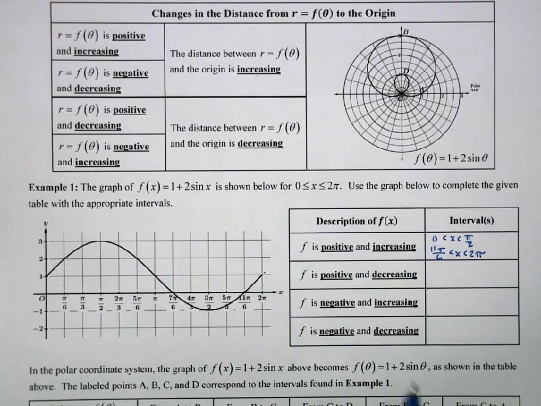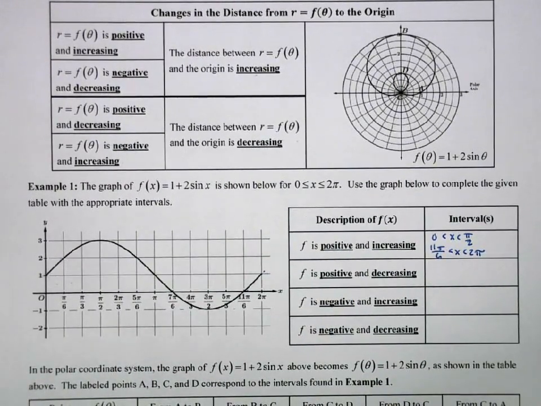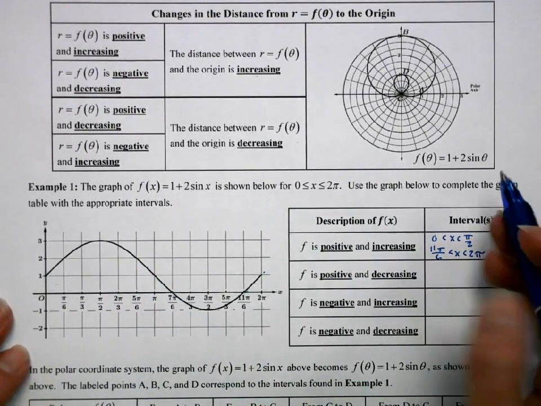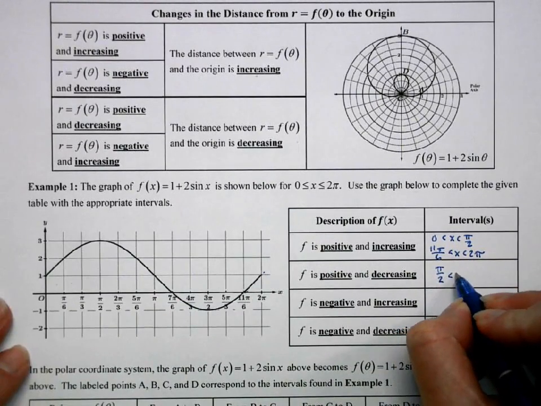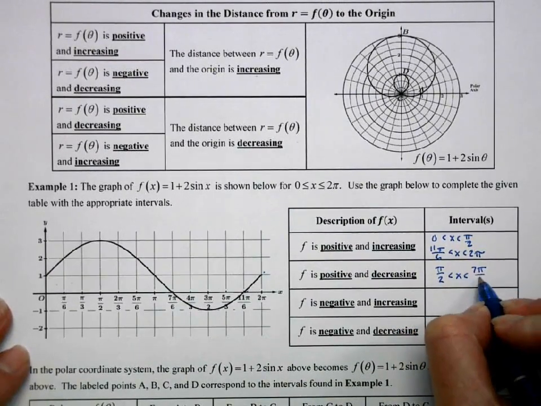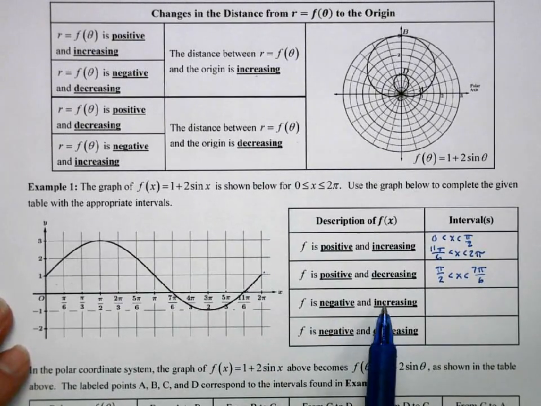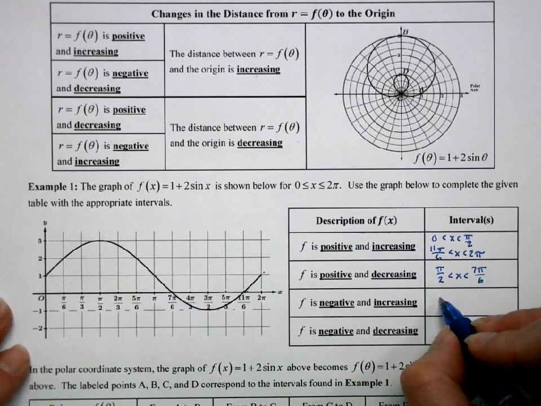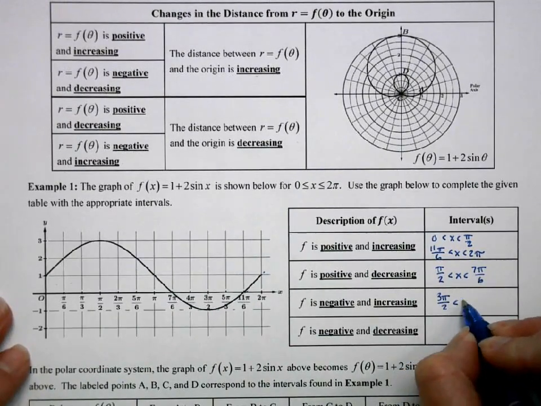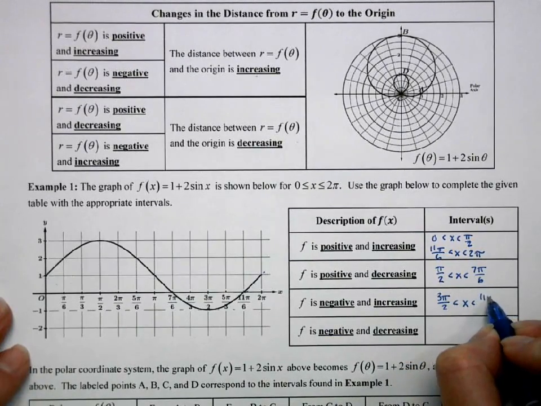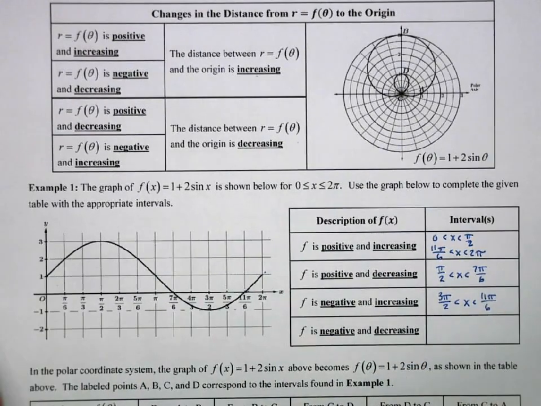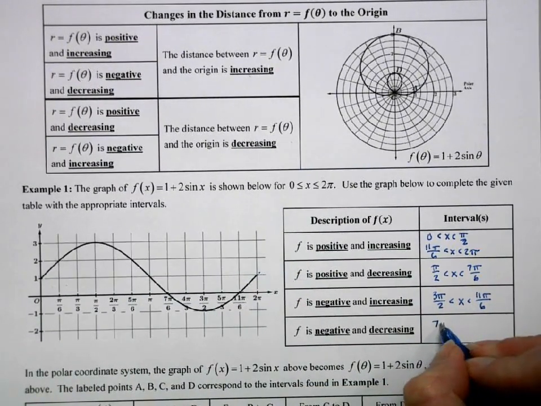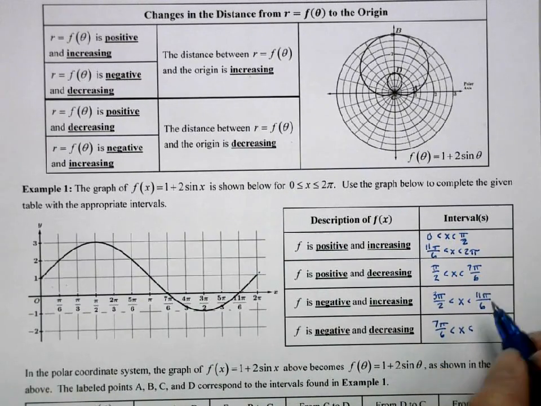Next, we're going to look at positive and decreasing. So still above the x-axis, but going down now. So that's going to be from pi over 2 to 7 pi over 6. Okay, and then negative and increasing, that's going to be from 3 pi over 2 up to 11 pi over 6. Okay, and then negative and decreasing occurs here, from 7 pi over 6 to 3 pi over 2.